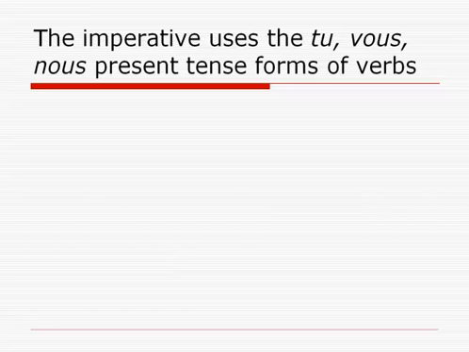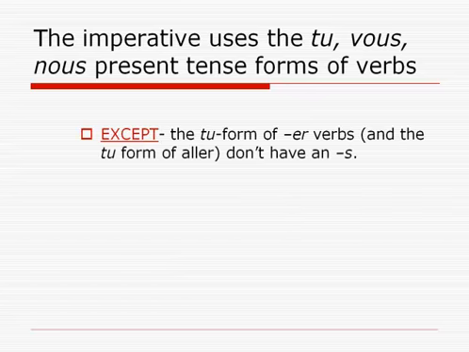So if you want to tell somebody to do something or make a suggestion, you'll just use that form of the verb. The only exception is that if you're going to use an ER verb, you'll drop the S in the tu form, and the same goes for the verb aller. You'll drop the S in the tu form as well.